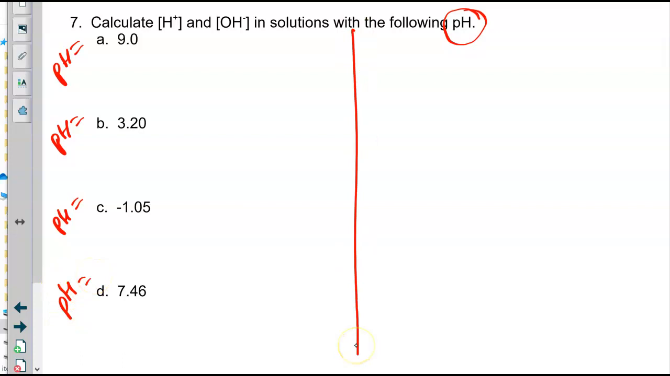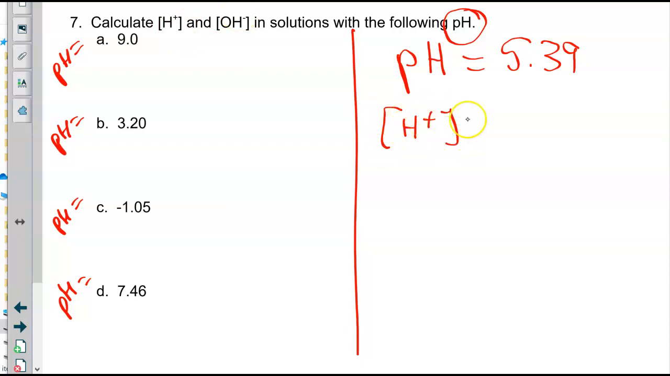I'm going to do an example here. Let's say you have a pH of 5.39. So here's how you would follow through with this problem. I need to get H plus and OH minus. I know that H plus can be found by taking 10 to the negative pH. That's what the antilog means in your notes. We wrote out the word antilog. This is the antilog, or the opposite function, or sometimes referred to as inverse function. So 10 to the negative 5.39.